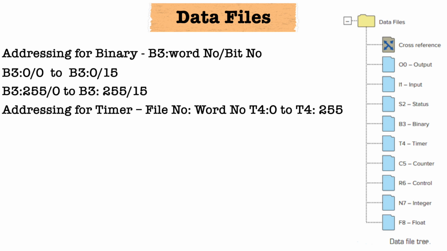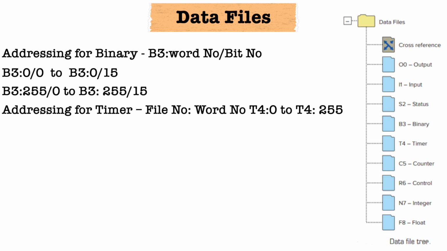So for example, T4:0 to T4:255. This is a simple format for the timer addressing. As we have seen in the figure, the timer is designated by T4. So the addressing will range from T4:0 to T4:255.